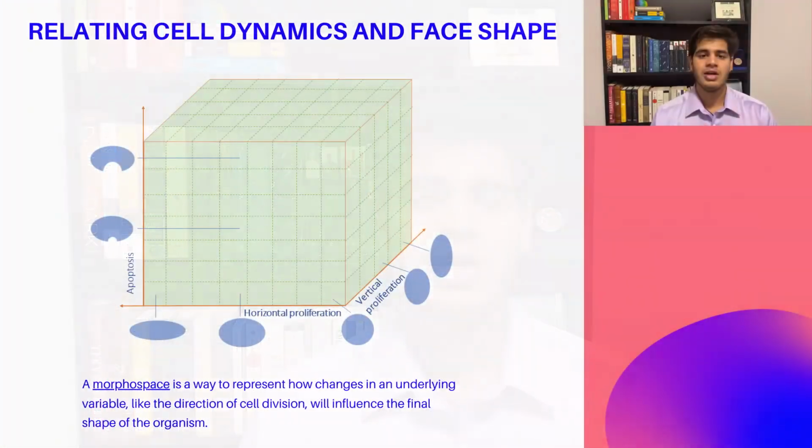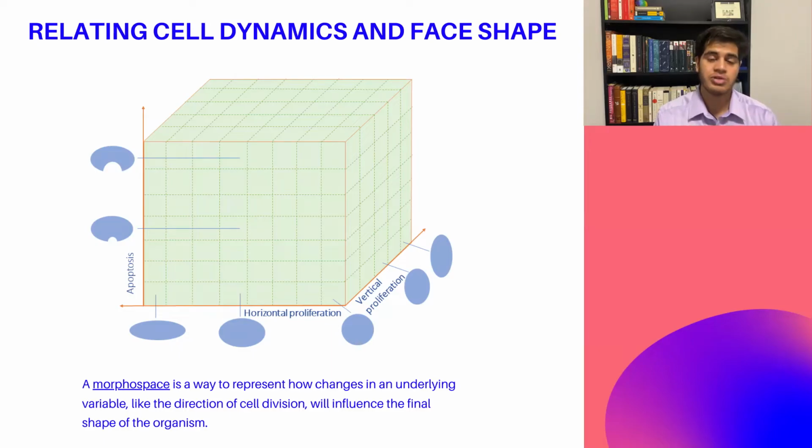Moving forward, our lab is developing computational tools that will allow us to quantify the cell division and cell death observed in our images. Such data will empower us to relate the differences in cellular dynamics between our normal and mutated mice and directly relate these differences to their final face shapes using diagrams called morphospaces. As you can see in this simple example, a morphospace allows us to visualize all the different face shapes our organism can have based on the changes in a small underlying variable.